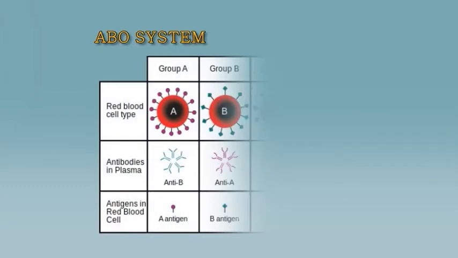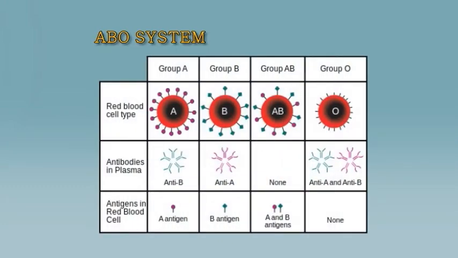ABO system. There are four main blood groups defined by the ABO system. Blood group A has A antigens on the red blood cells with anti-B antibodies in the plasma. Blood group B has B antigens with anti-A antibodies in the plasma.